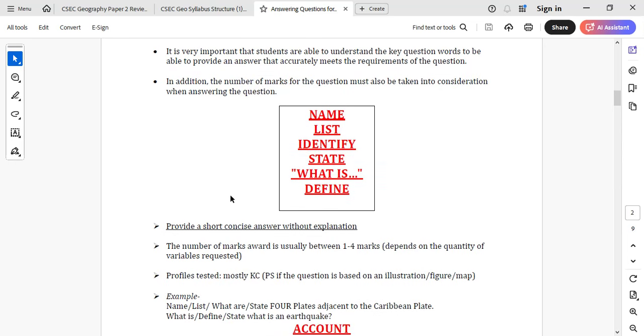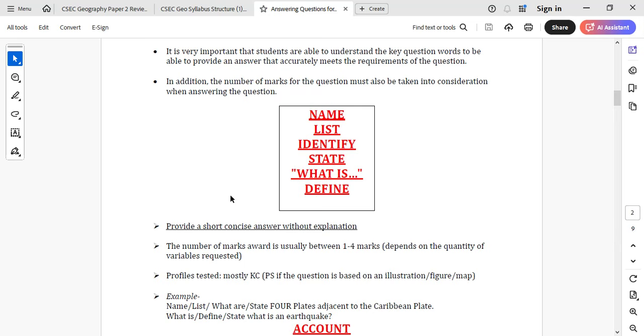Name, list, identify. They may ask you to name 2, name 3, list 2, identify this, state that, what is, define. Generally, if it's a definition question for 2 marks, they're looking for 2 points in the definition. They're listing 2 things, 2 marks. Be specific, right? Be specific.